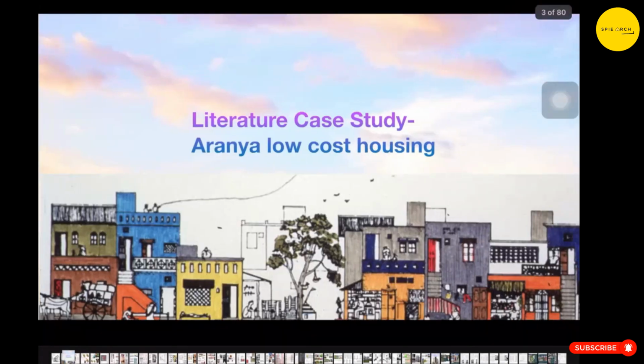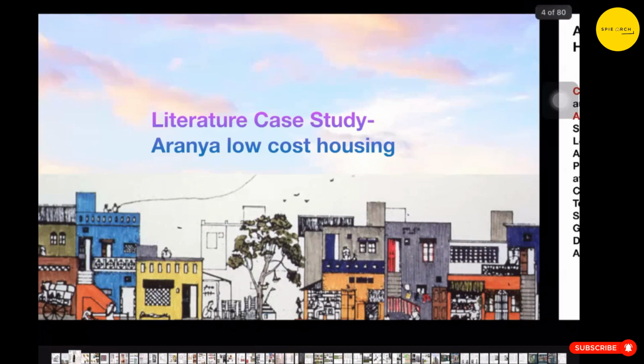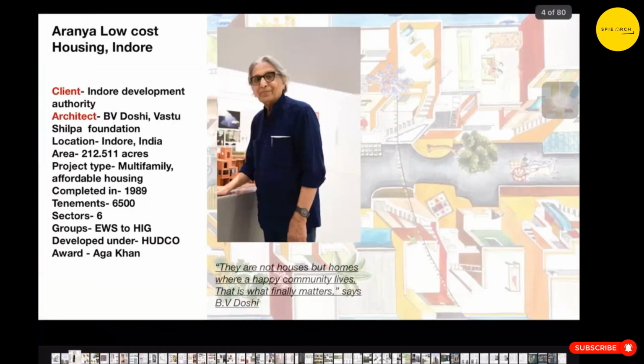The literature case study we chose is the world-renowned project, the Aranya housing. This project is renowned for its famous architect, Sir Balkrishna V Doshi, where the Indore Development Authority wanted to create a housing scheme for people of every group, from EWS to HIG. The land is around 210 acres with 6,500 units and amenities. This project is eminent because of its affordable housing scheme and design methodology.